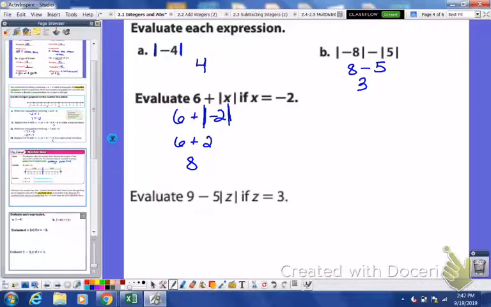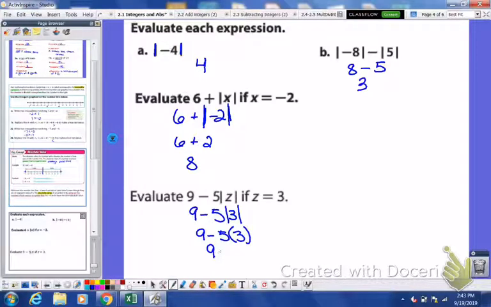And one more like this. Evaluate 9 minus 5 times the absolute value of z if z equals 3. So substituting in first, 9 minus 5 times the absolute value of 3. We're multiplying here since they're right next to each other. So 9 minus 5, take away that absolute value. It is 3. Again, make sure you show some kind of multiplication symbol there. It's not 53.